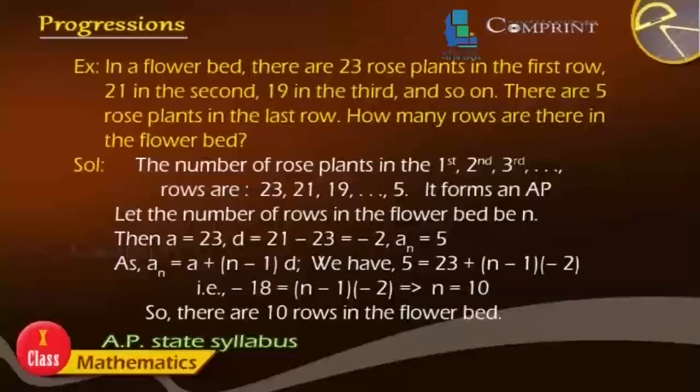We have 5 = 23 + (n - 1) × (-2). That is, -18 = (n - 1) × (-2), so n = 10. So, there are 10 rows in the flower bed.